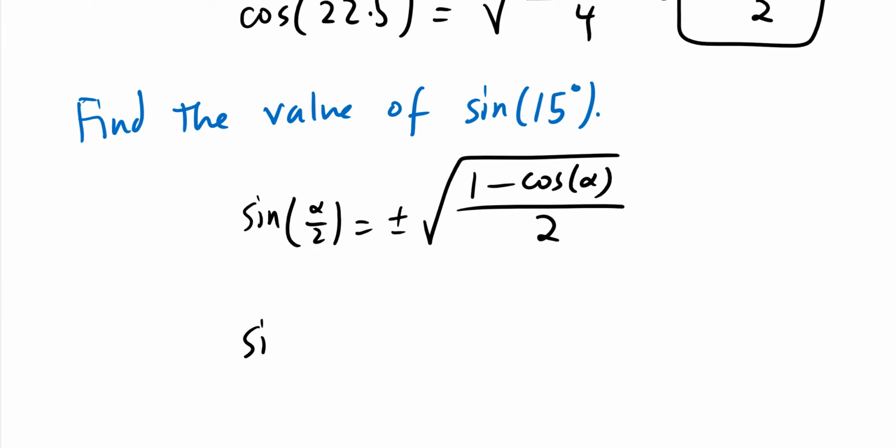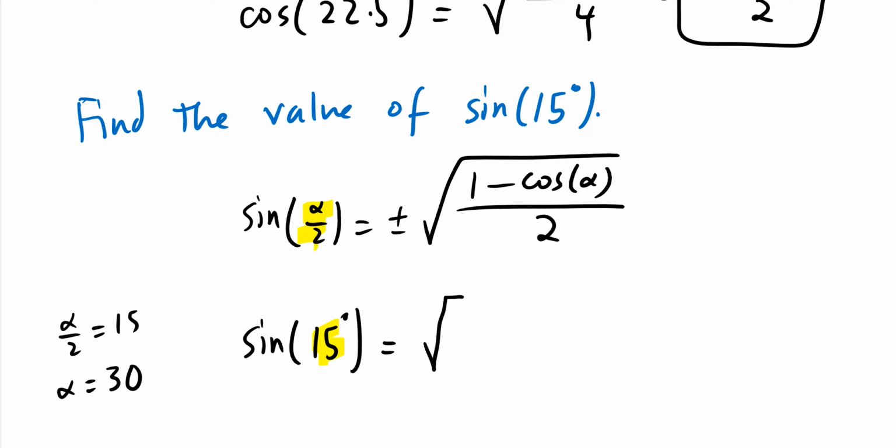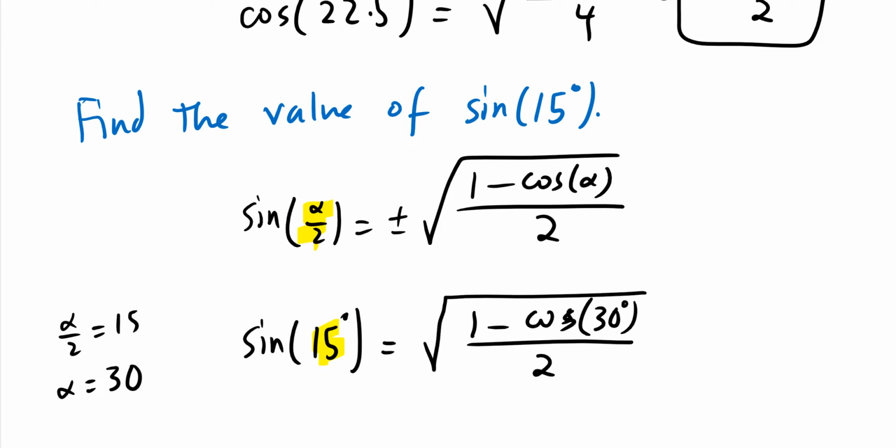So if you want to find sine 15 degrees, if you convert this to this, that tells us alpha over 2 is 15. Multiply both sides by 2. Alpha is 30. So 15 degrees is also in the first quadrant, so its sine is also positive. So this is 1 minus cosine 30 degrees all over 2.